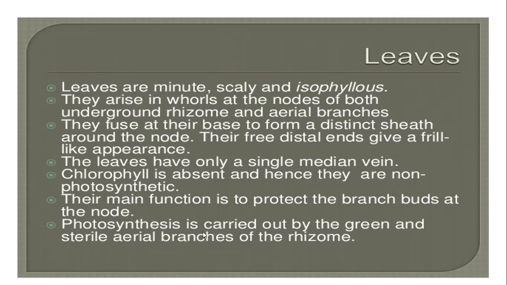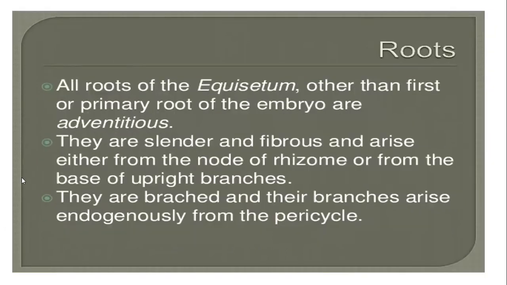Now, the leaves here do not have any chlorophyll. Then how is photosynthesis occurring in Equisetum? It is carried out by the green, sterile branches of the aerial part of the rhizome. Now, when you talk about the roots, the first or primary root of the embryo is adventitious, but later on they become slender and fibrous and arise from the base of the node of the rhizome or from the base of the upright branches.